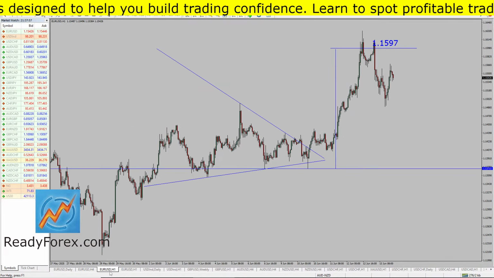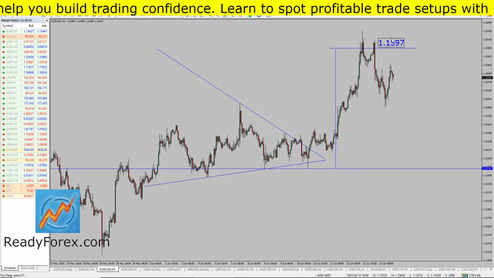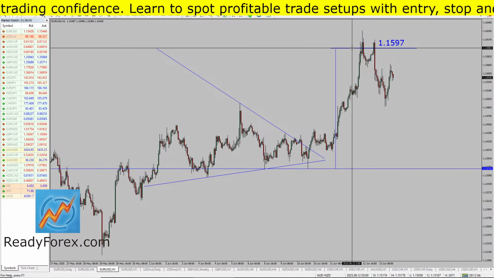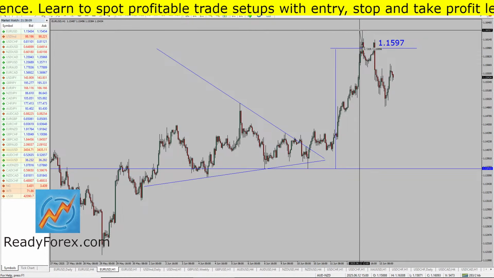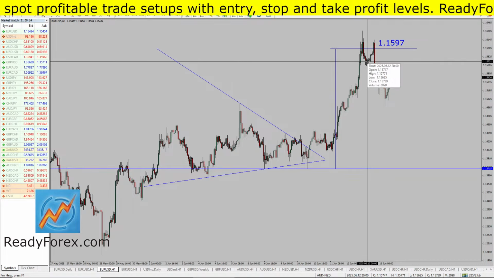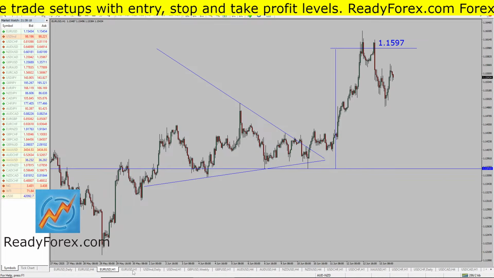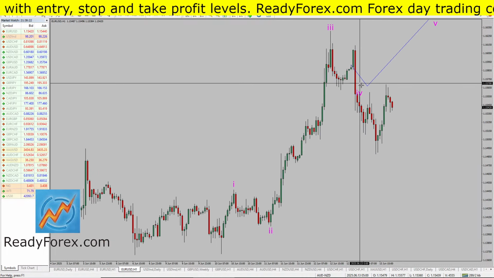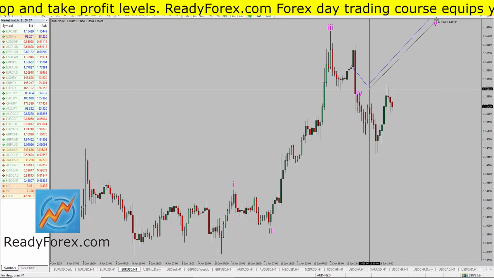Now let's go to a 1-hour time frame. My forecast was the 1.1597 level, and price actually exceeded this level. It went up a little bit higher, about 30 pips, and then we started the drop in price action. Now at this point in time, if you take a look at the 1-hour time frame, I was expecting a pullback and maybe the wave 4 and then a bullish wave 5.